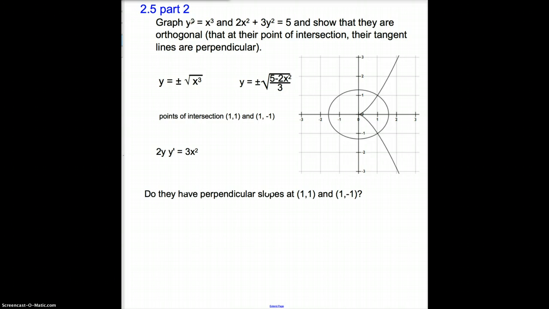To take the derivative of y squared here, we're going to have 2y times y prime, or you can write dy dx, and then x cubed is 3x squared. So then you solve that. You get y prime by itself, and you have 3x squared over 2y. Divide both sides here by 2y.